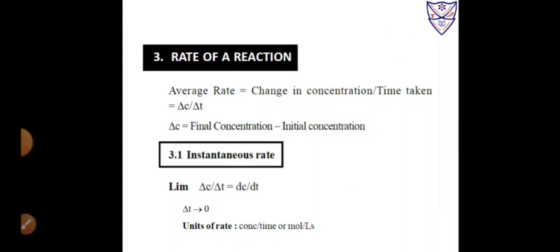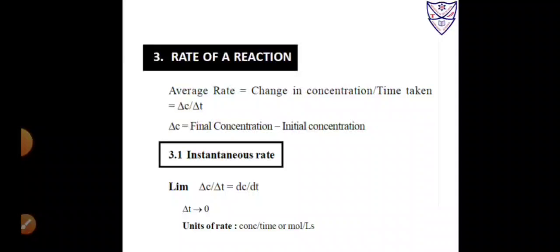Now the next topic is rate of reaction. What is the rate of reaction? It means how much work is done by the reactant. Average rate equals change in concentration upon time taken. Change in concentration means final concentration minus initial concentration: before the reaction, what was the concentration, and after the reaction, what was the concentration. That is, delta C equals final concentration minus initial concentration. So average rate equals change in concentration upon time taken, that is delta C by delta T.